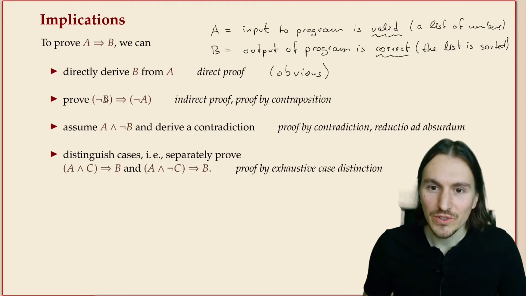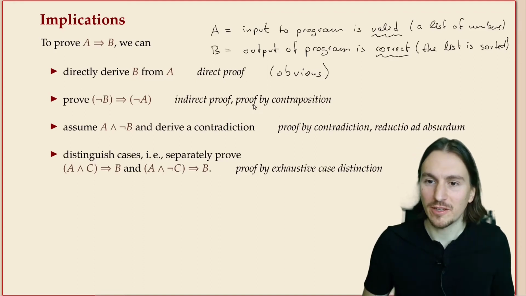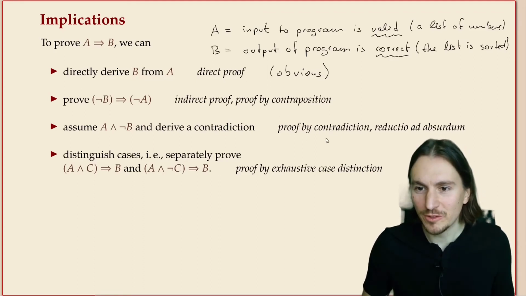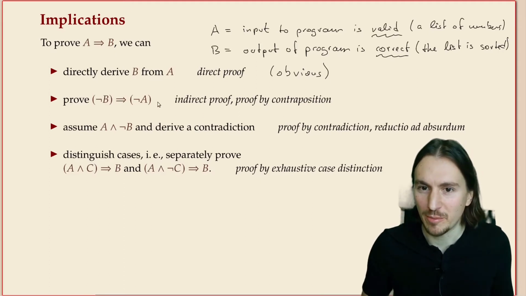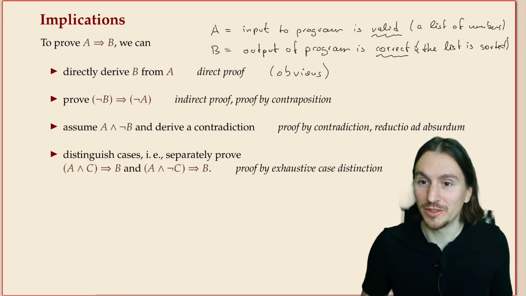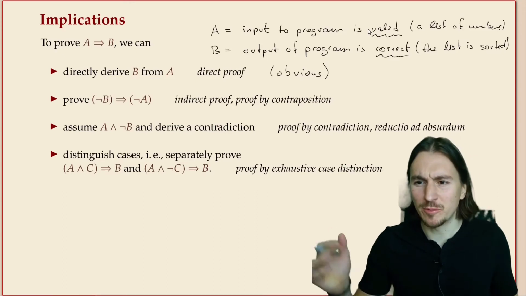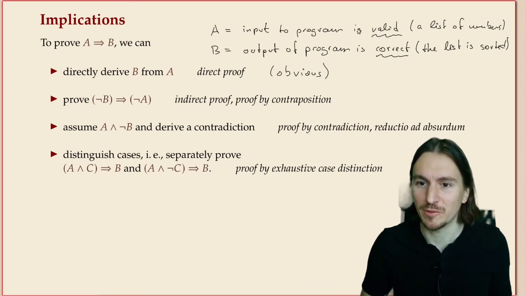So one thing you can do is you assume that B is not true, and then you show A has also been false. So it's a proof by contraposition. It's similar to proof by contradiction, but it's slightly different in that you work your way strictly backwards. So assume your output of the program is not sorted. Then you show that something in the input was fishy. Maybe the input contains an invalid number that cannot be compared with others.